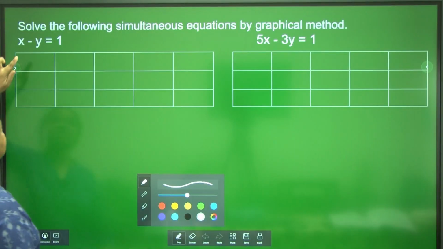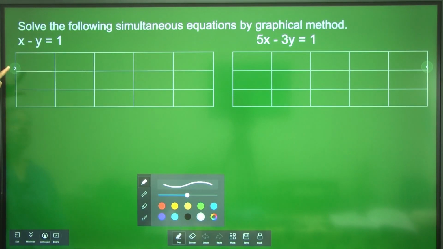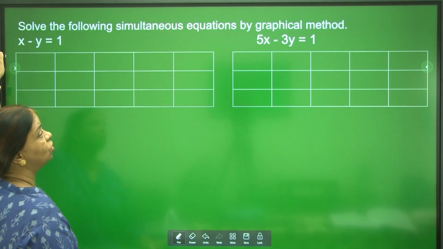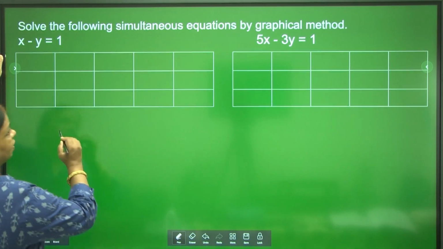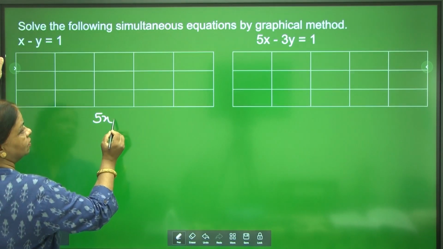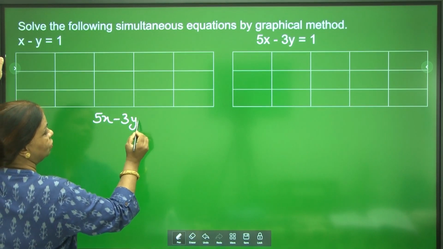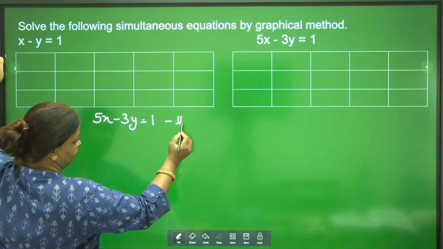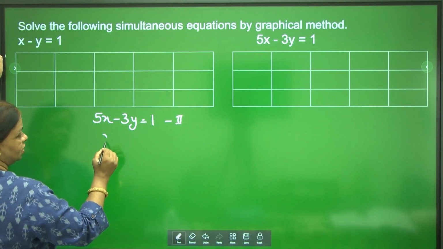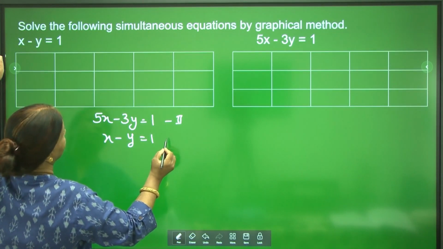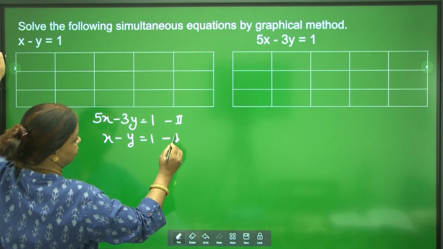So, this equation we solved graphically. Now, let us see how we can solve it by elimination method. Our equation is 5x minus 3y is equal to 1. This is my second equation and this is my first equation, x minus y is equal to 1. Yes, this is my first equation.